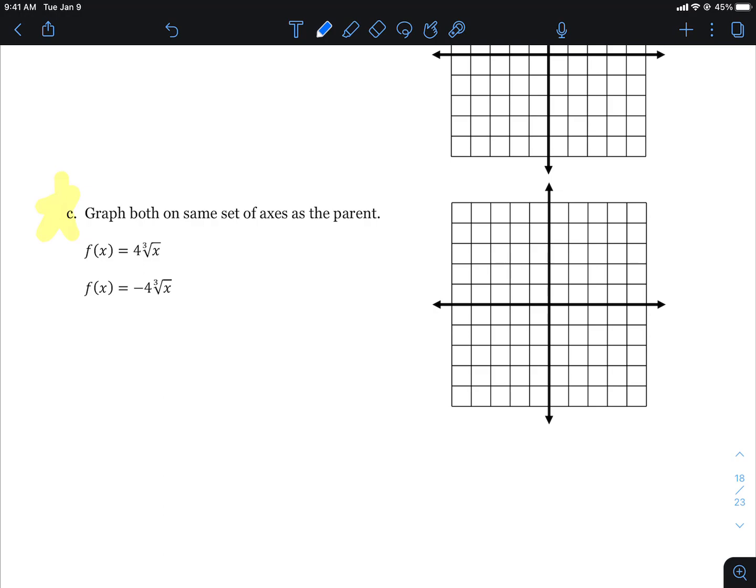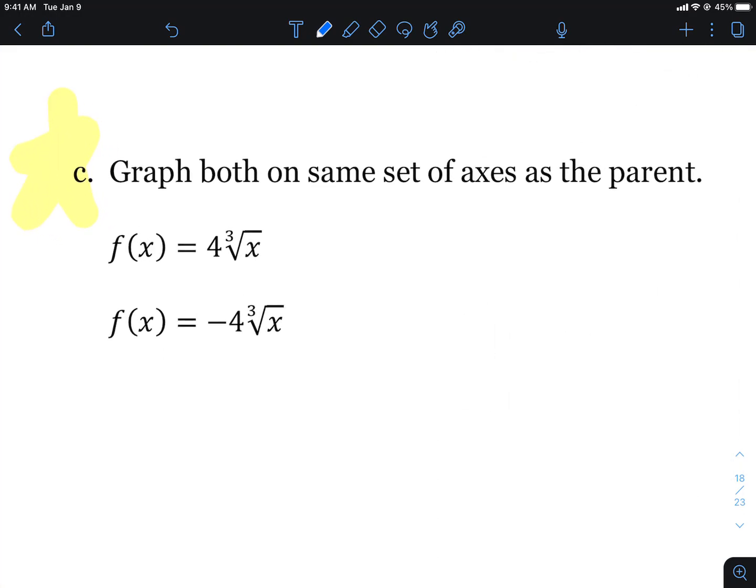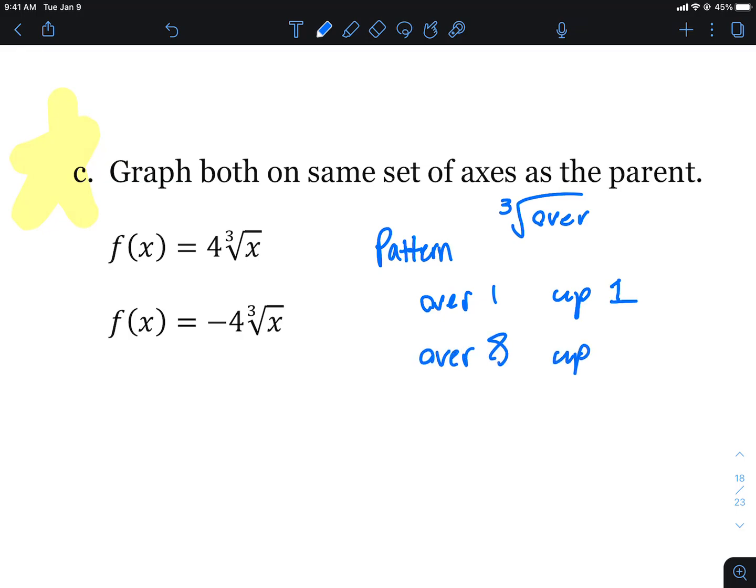Haven't done this one yet here. It says graph both of these on the same set of axes as the parent function. We're just doing that so we can see the difference in them. Notice that one's got a positive, one's got a negative, so it'll look slightly different. But here's what you're going to do. I want you to take your pattern, which is over, and remember, you're cube rooting the numbers that you're going over. So it's over 1, up 1, and that goes both directions. And then it's over 8, and then up and down 2.